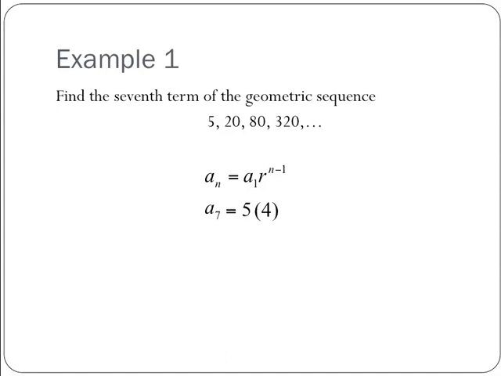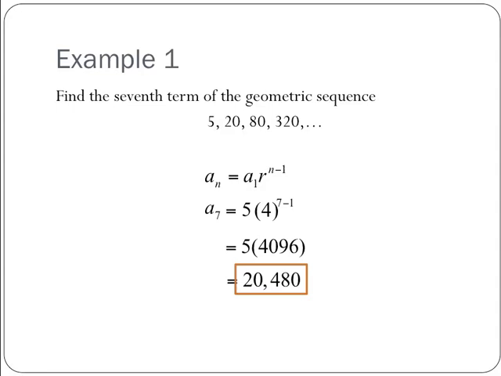We're trying to find the 7th term, so n is 7. So in the exponent, we have 7 minus 1. Deal with the exponent first. So we have 5 times 4,096. And simplifying that, we get 20,480.